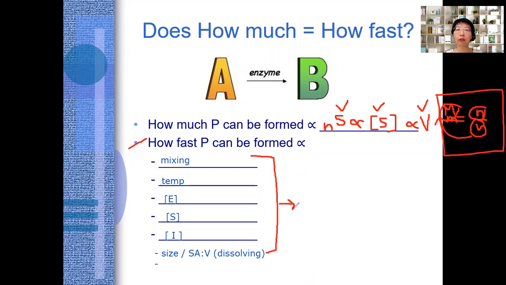Remember the factors that affect the rate of enzyme-catalyzed reaction. You learned about temperature, enzyme concentration, substrate concentration, inhibitor concentration. Got one more missing. What is that? Tan Jiaying. pH. Yes, I'm waiting for pH.